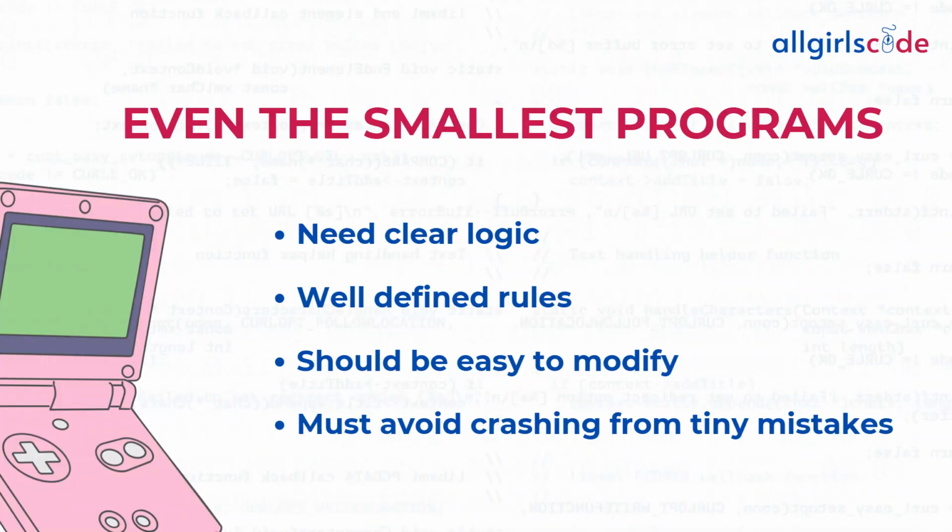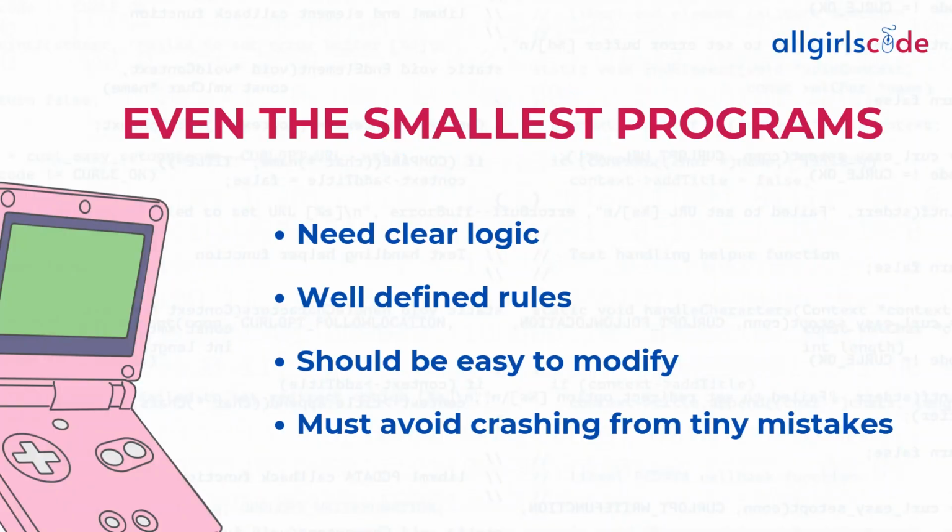Whether you're building a simple calculator or the next big app, even the smallest programs need solid foundations. So, first, your code needs clear logic. Every function should have a single obvious purpose that anyone can understand at a glance. Second, establish well defined rules from the start. Consistent naming conventions, clear data structures, and predictable behavior patterns.